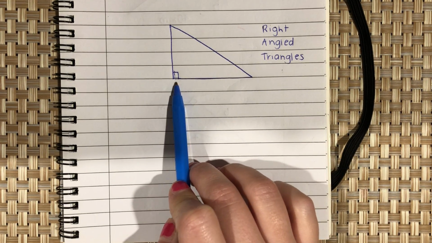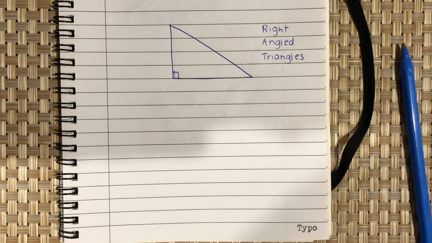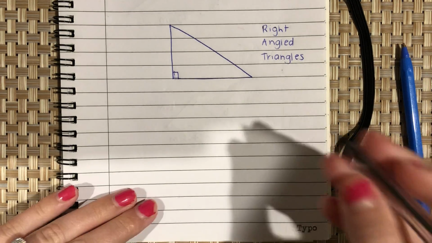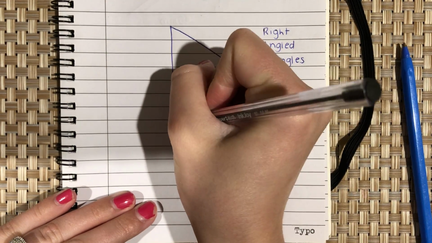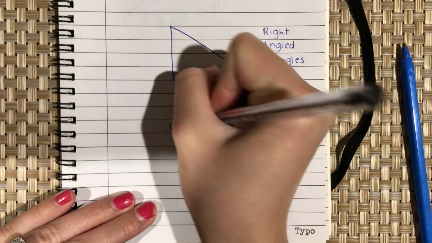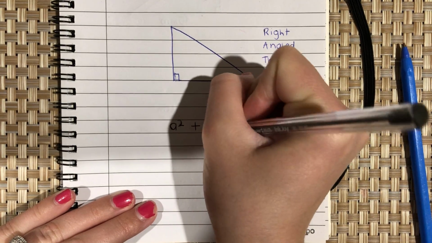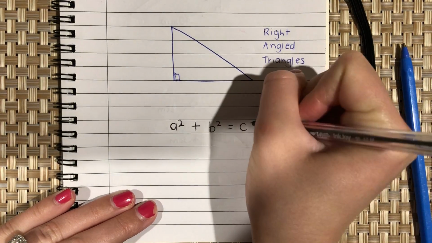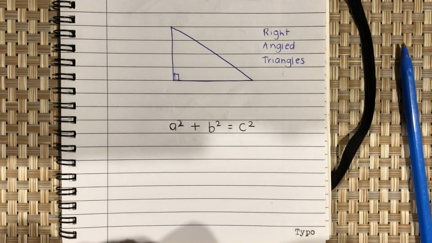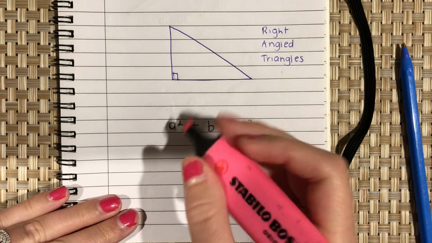Now, Pythagoras' theorem has a formula, and that formula is a squared plus b squared equals c squared. Okay, that is Pythagoras' theorem. This is the formula.